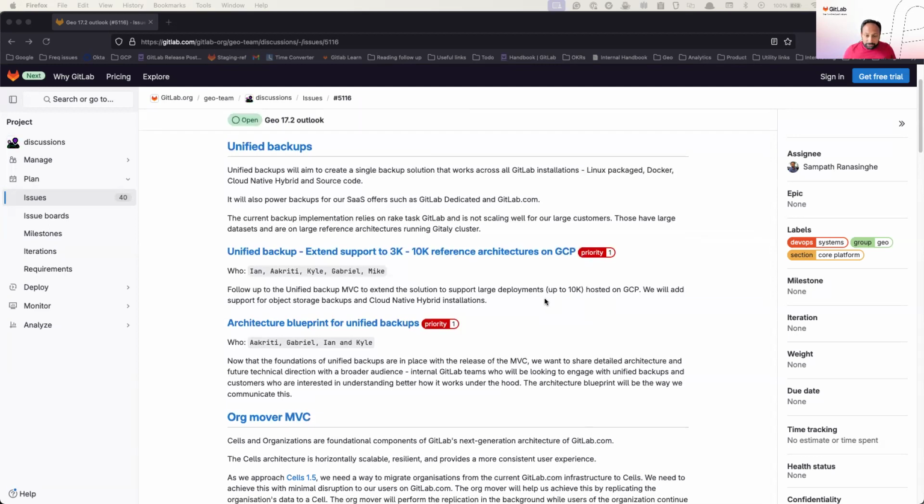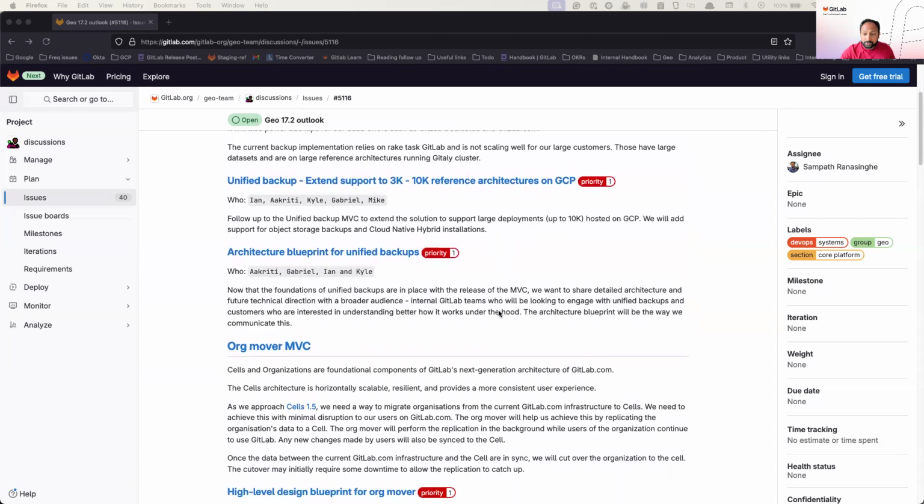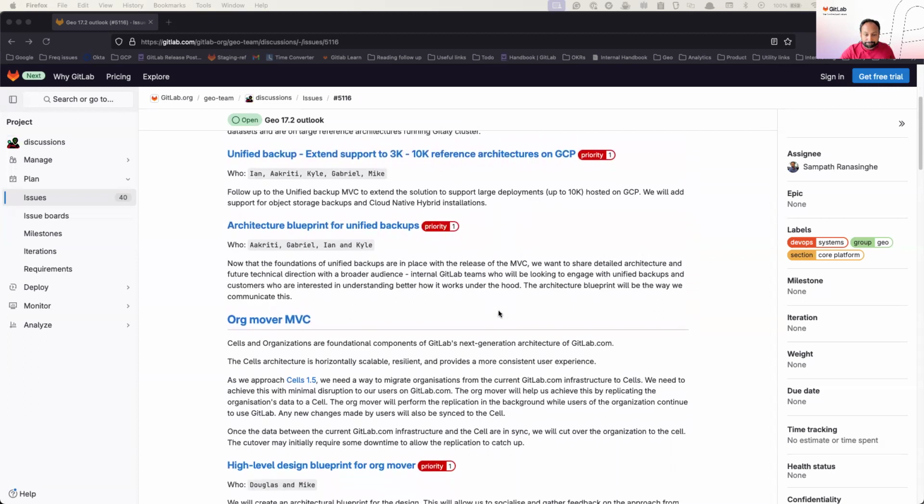In parallel, we're also working on the blueprint for Unified Backups. We already have an MR going, and we're looking to conclude and get that merged in this milestone. This will give internal teams the opportunity to get an idea of our direction of travel when it comes to the technical direction here, and also give an opportunity to discuss some of the details we have been highlighting.